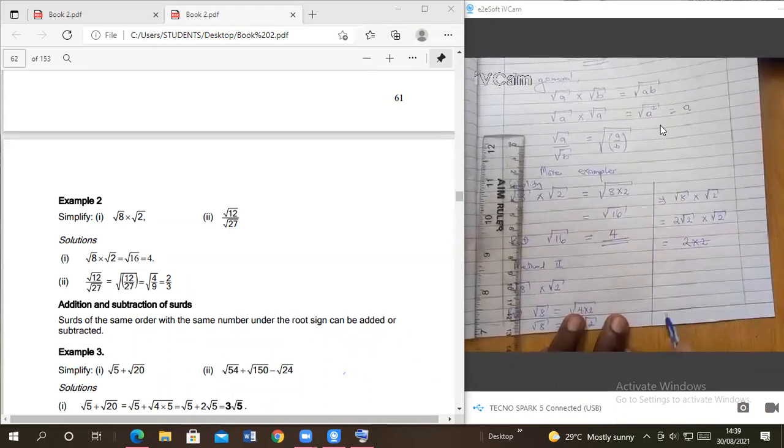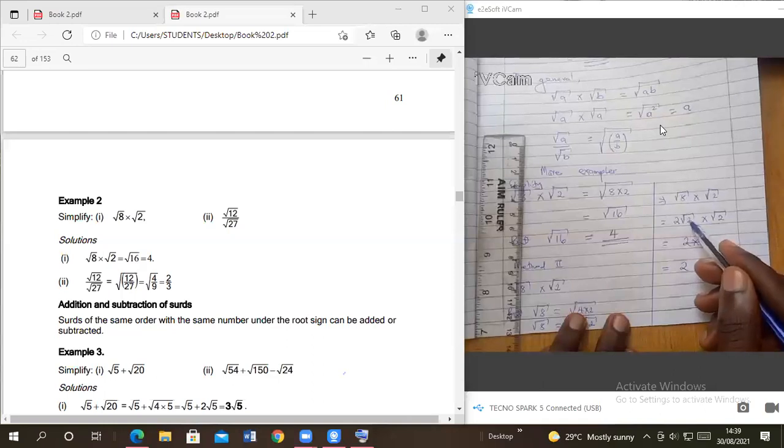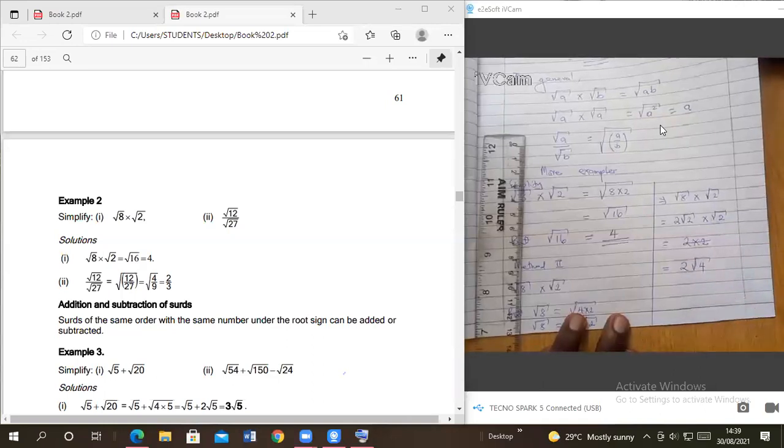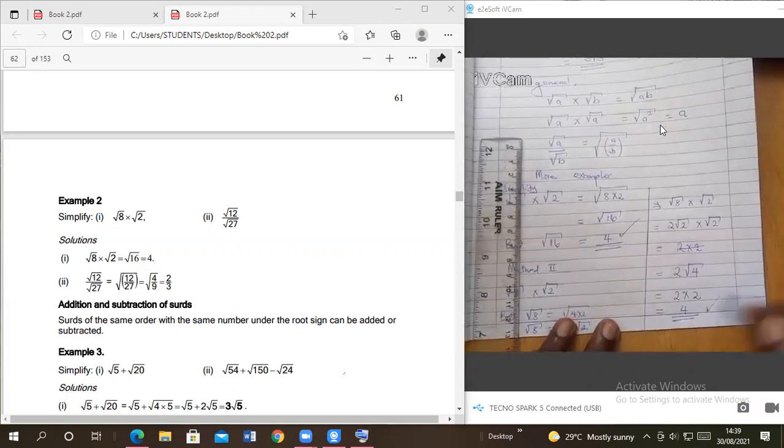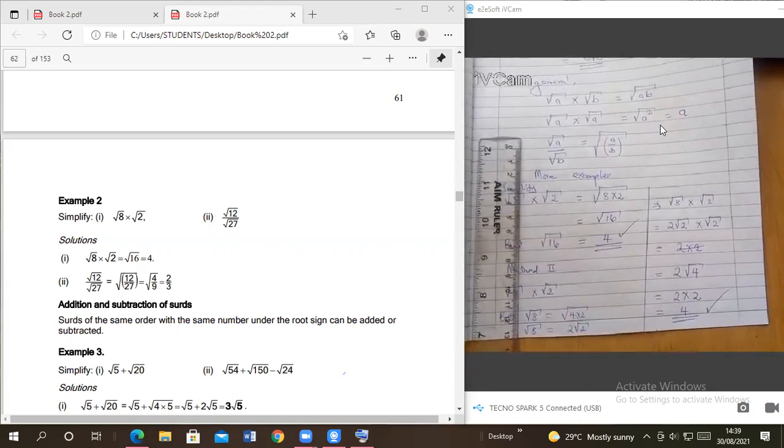Let me first remove it. So we shall have 2. Now we multiply root of 2 times root of 2, which will give me root of 4, which is 2. Root of 4 is 2. 2 times 2 is 4. Have you seen that? Yes. Good.